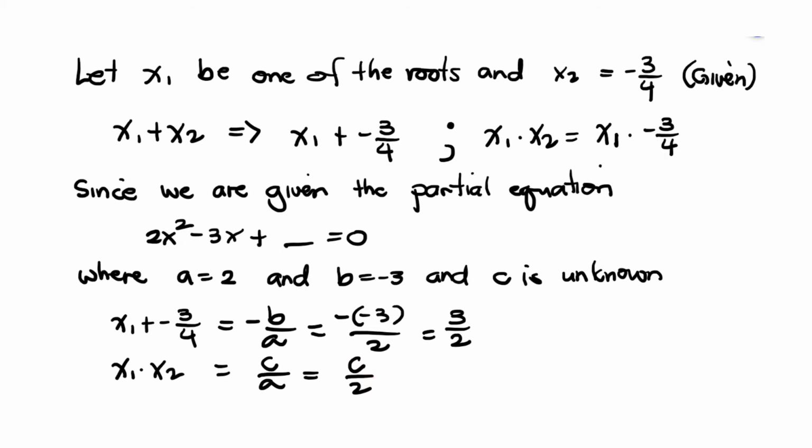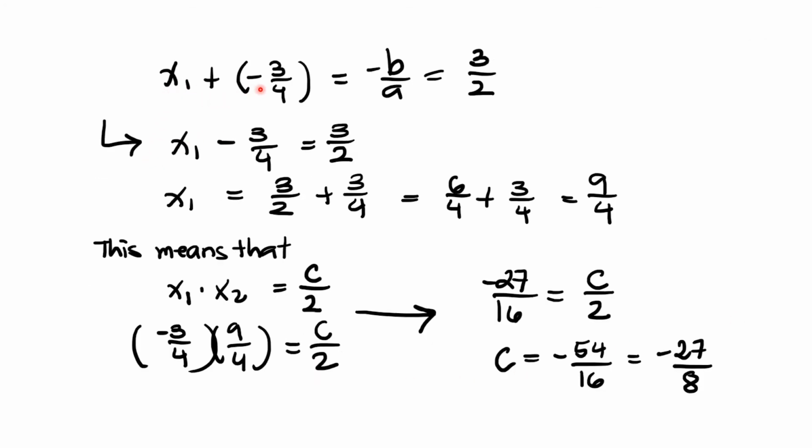So when we connect this, that means x1 plus negative 3 over 4, the sum, is 3 over 2. That means x1, so plus negative is minus 3 over 4, is equal to 3 over 2. We can easily find x1 by adding 3/4 on both sides, and that is 3 over 2 plus 3 over 4. When we add them, we use another form for 3 over 2, which is 6 over 4, and that gives 9 over 4. So this gives the other root, which is x1.